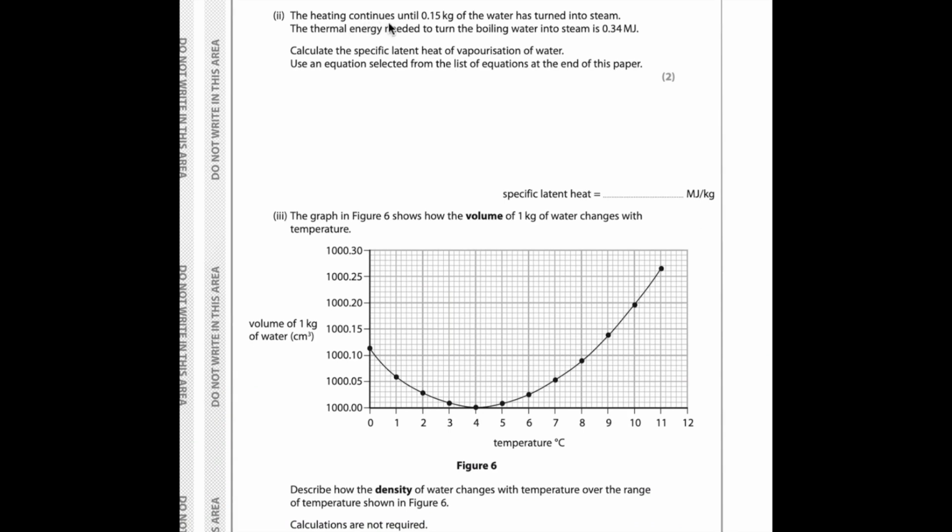Part 2. The heating continues until 0.15 kilograms of the water has turned into steam. The thermal energy needed to turn the boiling water into steam is 0.34 megajoules. So that's our heat energy. Calculate the specific latent heat of vaporization of water. Now that's what we call L. Use an equation selected from the list of equations at the end of the paper. And that's M, our mass. So we're looking for an equation with M, L and Q in it.